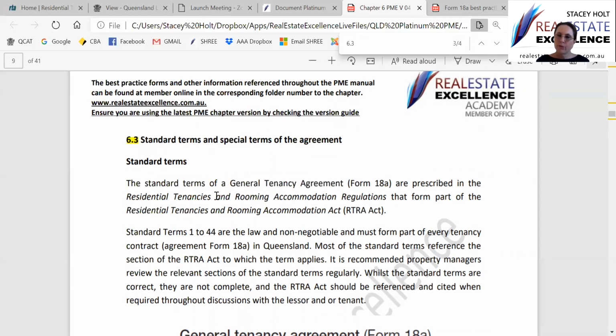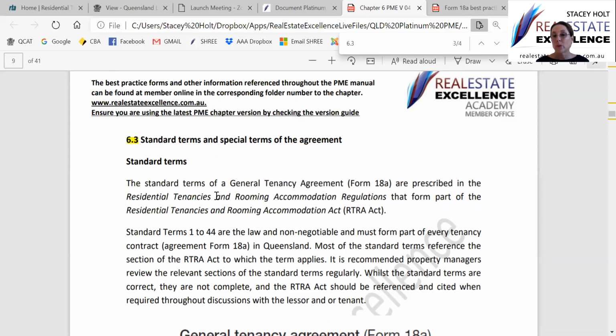So back on task. The standard terms are 1 to 44. They're the law and non-negotiable. They must form part of every contract in Queensland. Now, most of the standard terms, as a reminder, or if you're new to property management, reference the law. So the Act is, I'm guesstimating, 370 odd pages long, the regulations 170 something, and the standard terms are 5 pages long. So they're correct, but they're not complete.